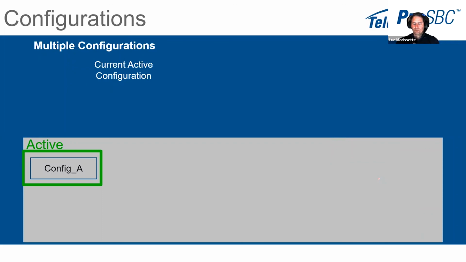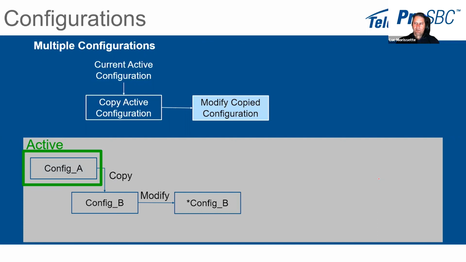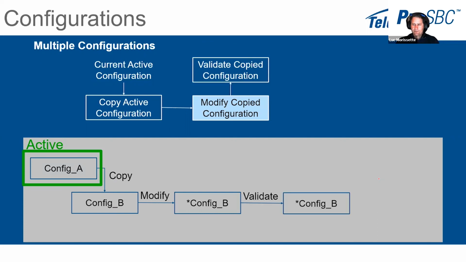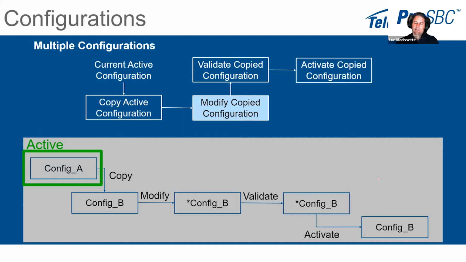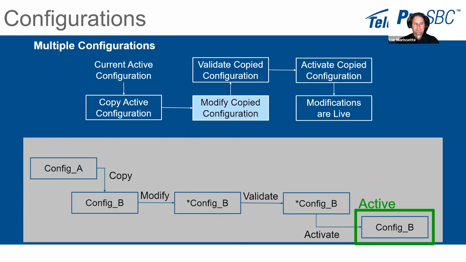So the other way to do this is instead of using and modifying configuration A, you copy this configuration in another one, right? So for example, config B, which is exactly now config A and config B are the same. And then what you do is just modify the configuration B. And then you can validate this configuration. And then when it's ready, you can activate configuration. It becomes the new active configuration. Okay.